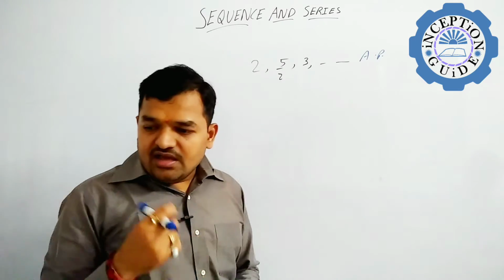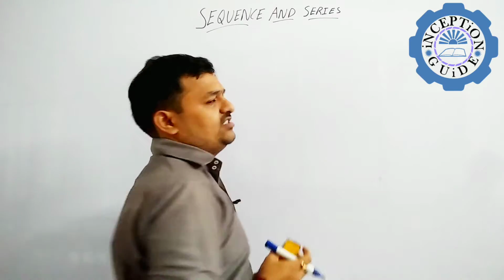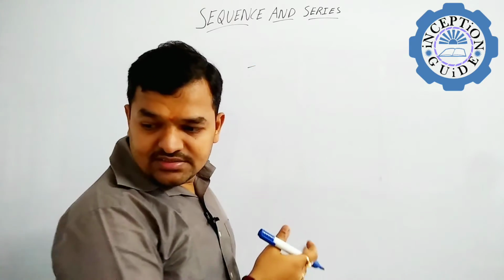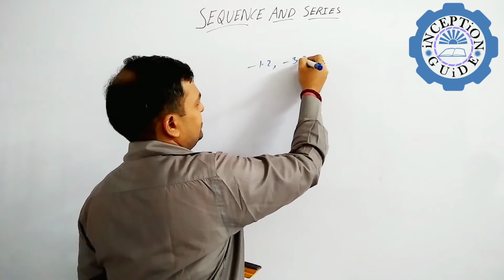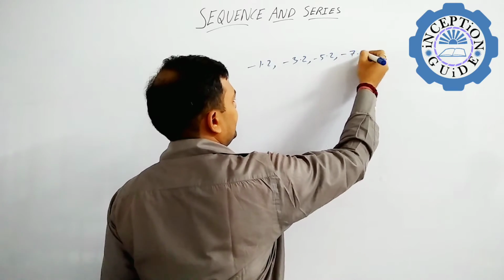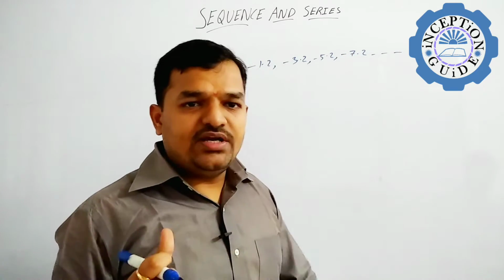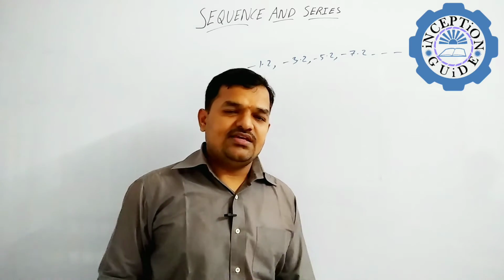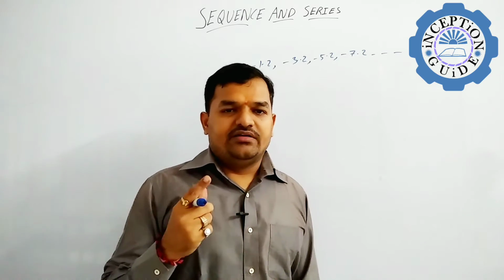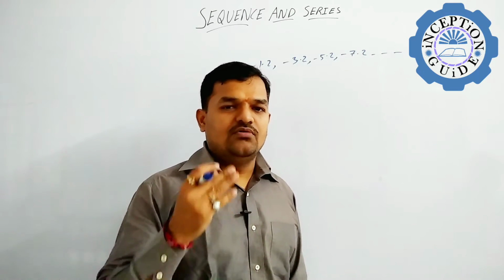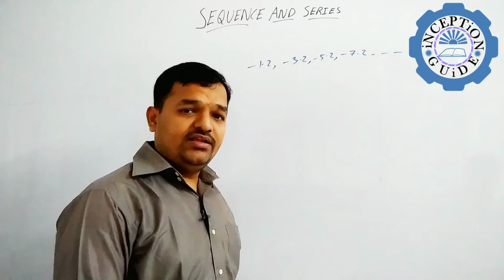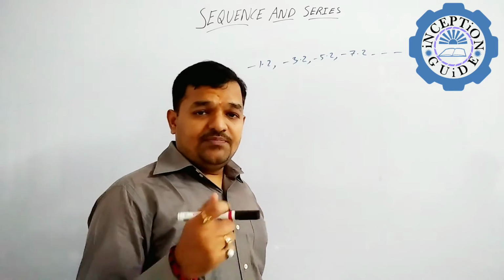Now let us take another sequence and check whether it is in AP or not. The sequence is minus 1.2, minus 3.2, minus 5.2, minus 7.2, and so on. Again, students, quickly give your answers in the comment box. I am going to give you only 5 counts. 1, 2, 3, 4, and 5. Great. Let us check whether this sequence is in AP or not.